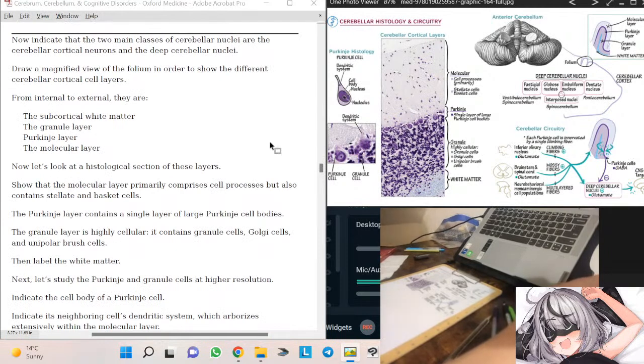Now indicate that the two main classes of cerebellar neurons are the cerebellar cortical neurons and the deep cerebellar nuclei. Draw a magnified view of the volume in order to show the different cerebellar cortical cell layers. From internal to external, they are the subcortical white matter, substantia alba, the granule layer, Purkinje layer, the molecular layer.